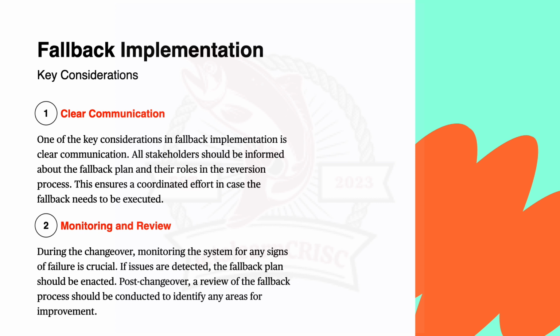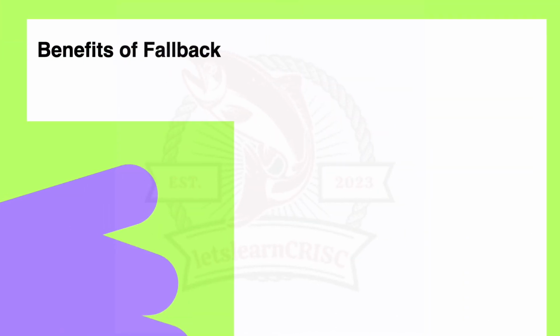Understood? So in simpler terms, when implementing a fallback plan, in clear communication, imagine everyone having a clear plan, like knowing where to go in case of a fire, right? So clear communication ensures everyone is ready for any fallback action. Similarly, in monitoring and review, like a guardian watching over you, monitoring ensures quick action if a problem arises, just as reviewing afterward is like learning from the journey, refining the fallback plan for future changes, right? Moving next, we'll discuss the benefits of fallback.